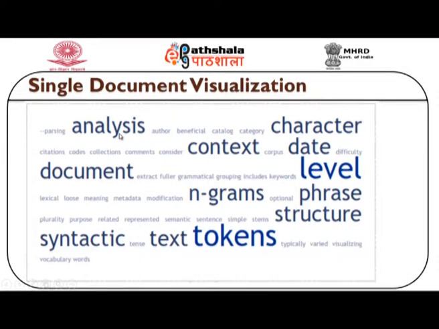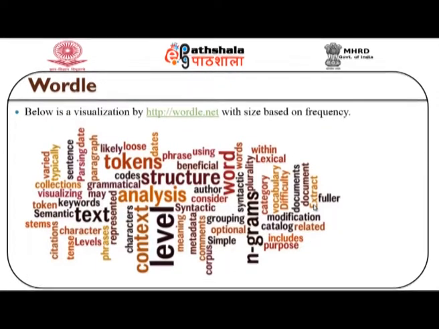Looking at this particular visualization, we can say that "analysis" is a term which has appeared in this document more number of times. "Level" is a term which has appeared more number of times, and "tokens" is a term which has appeared for more number of times, whereas "catalog," "category," and "corpus" are terms which appear very few times in this particular document. This is a single document visualization.